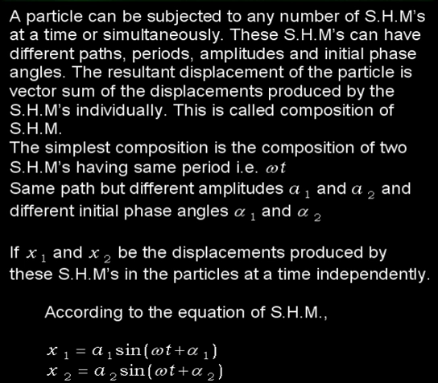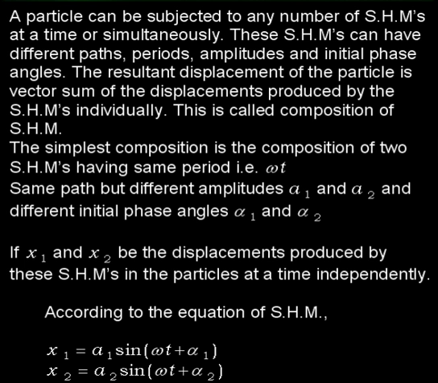A particle can be subjected to two or more SHMs at a time or simultaneously. These SHMs can have different paths, periods, amplitudes, and initial phase angles. The resultant displacement of the particle is the vector sum of the displacements produced by the SHMs individually. This is called composition of SHM.